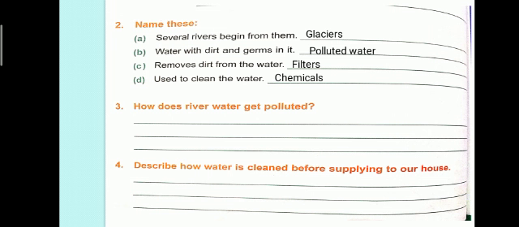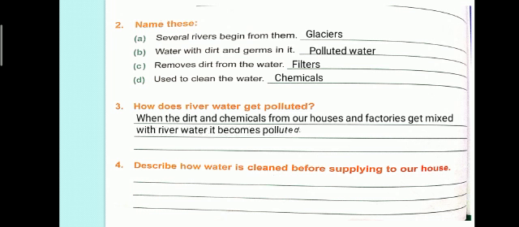Now here we have two questions you have to explain. I'm going to explain the answers and you have to write them down in your book back exercise. The first one is how does river water get polluted? When the dirt and chemicals from our houses and factories get mixed with the river water, it becomes polluted. It means we are responsible for making the water polluted or dirty.